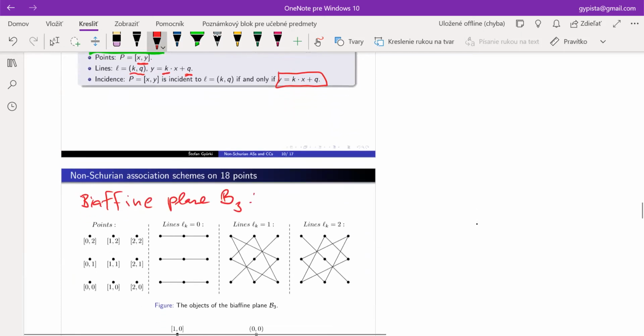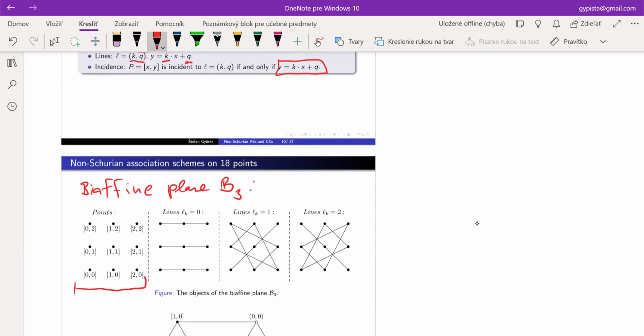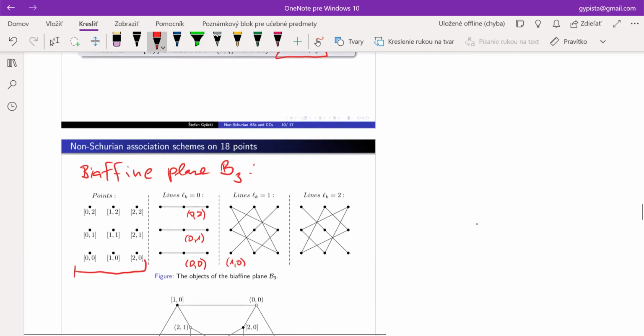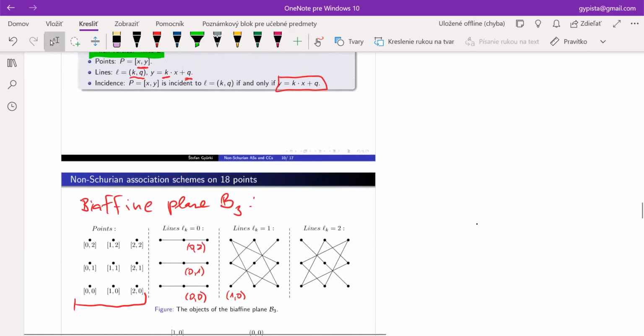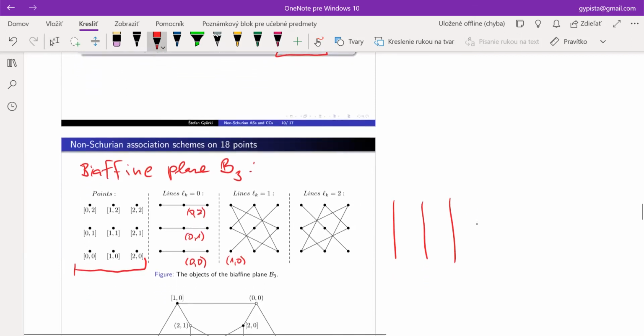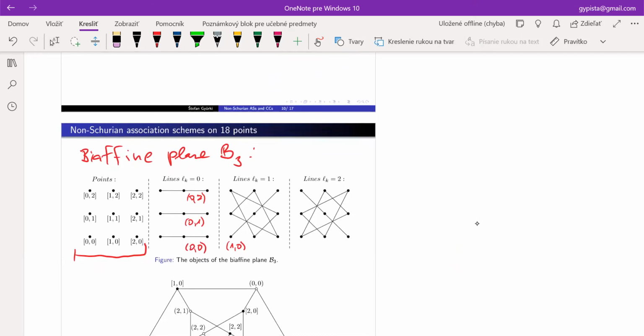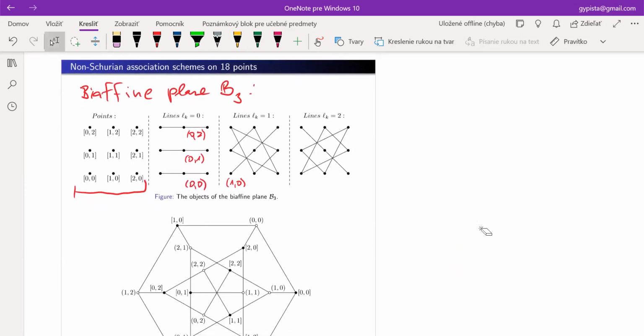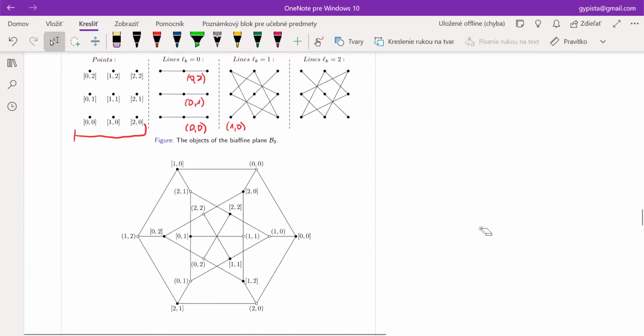This means that, for example, the biaffine plane B3 looks like this. You have 9 points. After that, you have a line, for example, 0, 0. This is 0, 1. This is 0, 2. And so on. This is 1, 0. So you can interpret in this manner 9 points and 9 lines, and by the term non-vertical we just excluded these 3 lines. So this object is called a biaffine plane, and the Pappus graph is the incidence graph of this biaffine plane.